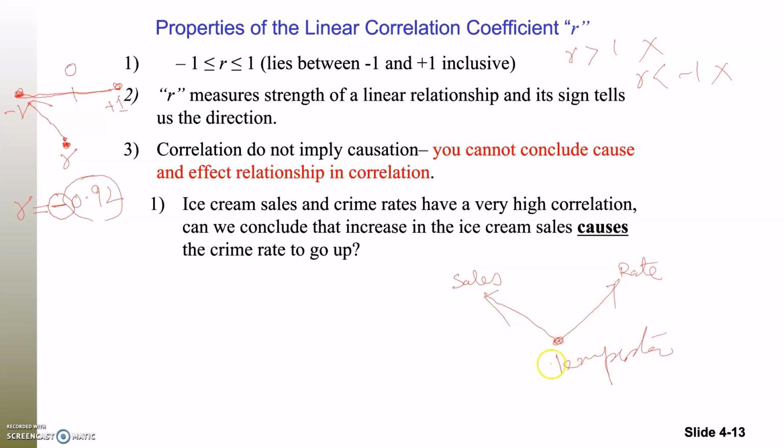Why? Because as the temperature increases, the sales of ice cream also increase. And it is a well-known fact that in summer, at high temperatures, more crimes are committed than in winter. So actually it is not the sales of ice cream that cause the crime rate to go up. There is a third variable involved, and that third variable is causing the change in these two things. So remember, correlation never implies causation. This is a very, very important fact you need to remember.